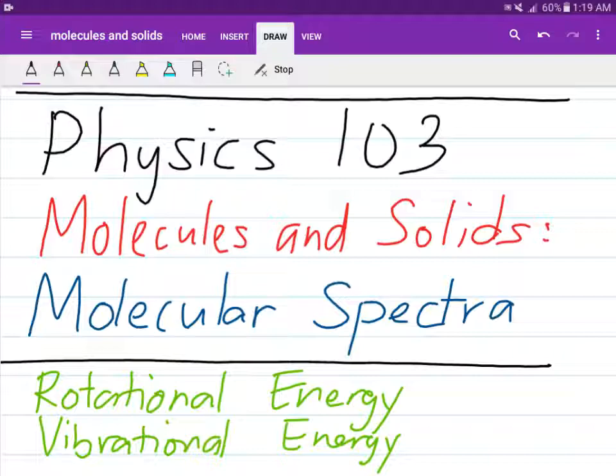For our study of molecular spectra, we will first consider the rotational energy associated with molecules, the vibrational energy associated with molecules, and then we will combine these two and see how the energy is quantized. So let's first start with rotational energy.